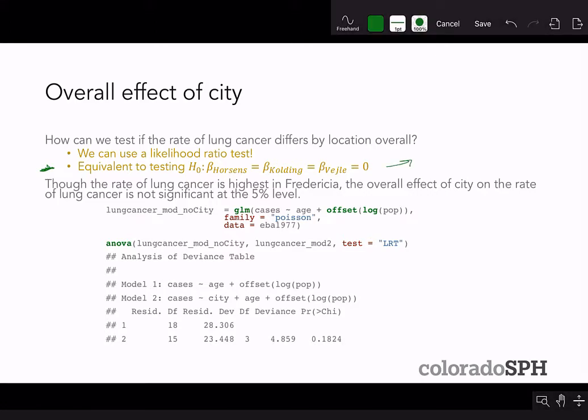Alternatively, you could say that city and lung cancer incidence are not related or are independent.